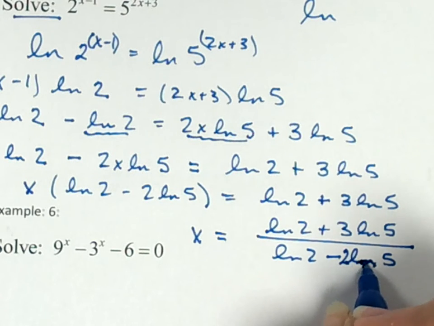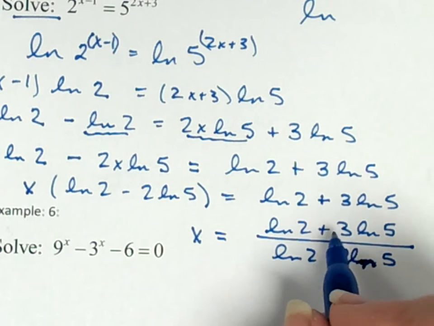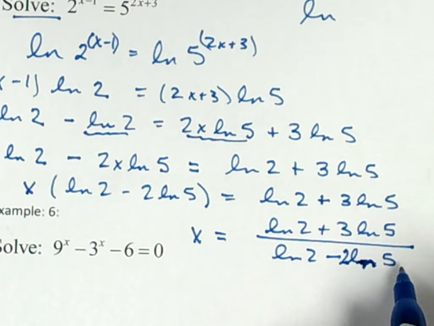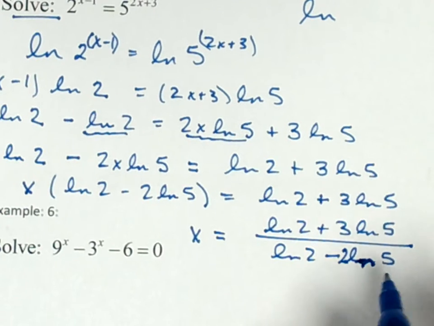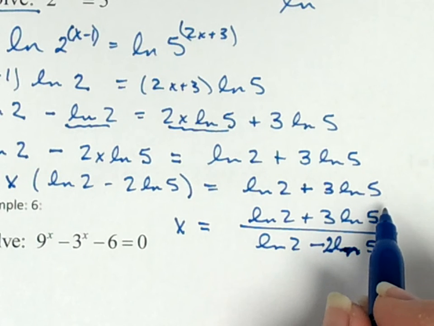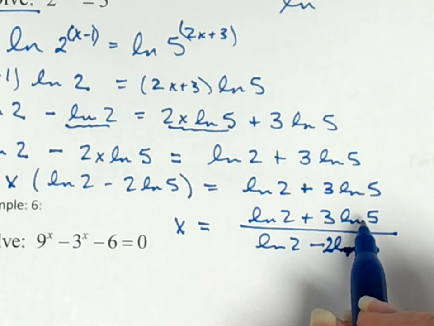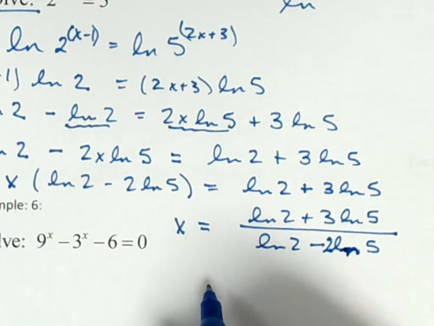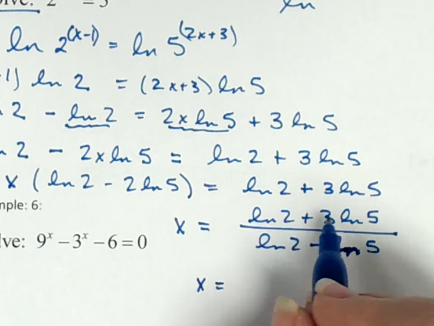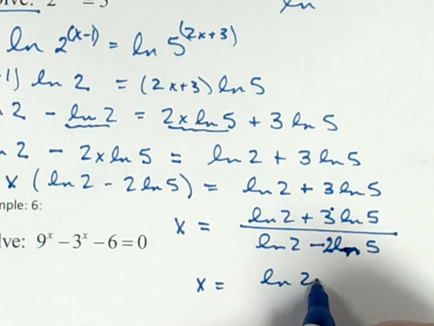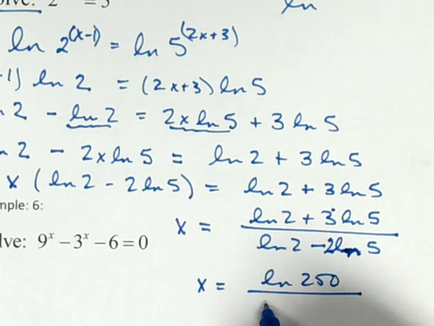I can now type this into a calculator, natural log of 2 plus 3 natural log of 5, all over natural log of 2 minus 2 natural log of 5, and find the value of x. Could you combine here, throwing the 3 up to the top, making this the natural log of 250 divided by, throw this up, the natural log of 2 over 25. Let me write that out in case you're not sure what I just said. We throw this up to the top, making that 125 times 2, so it's the natural log of 250, divided by the natural log of 2 divided by 25.